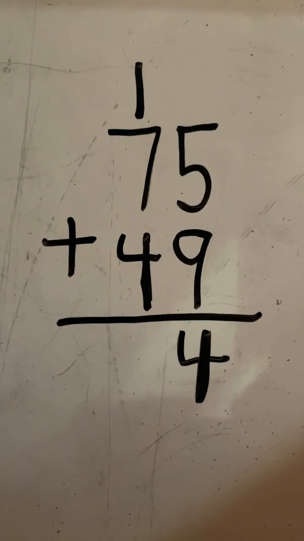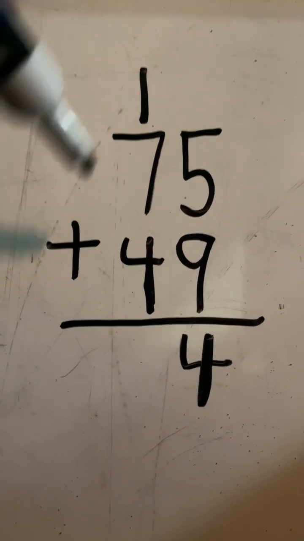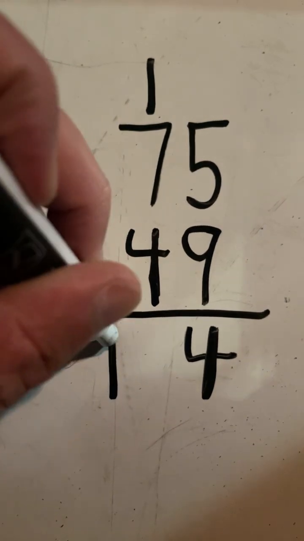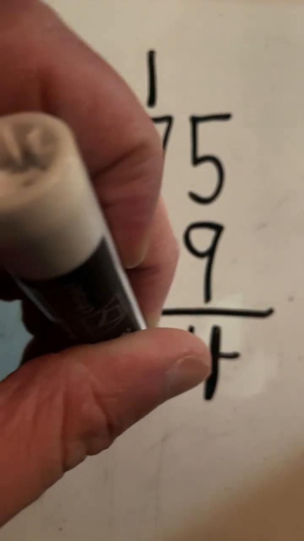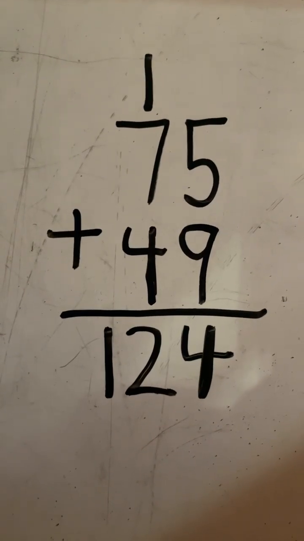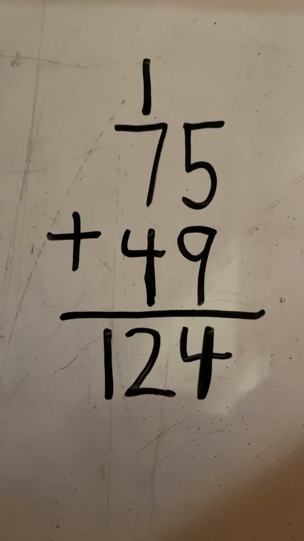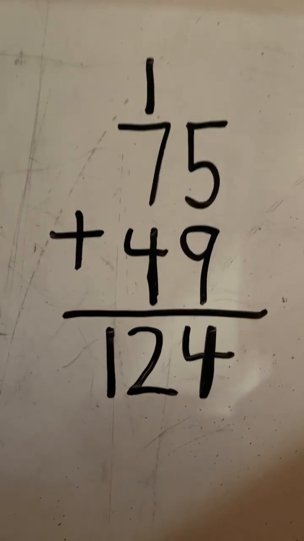7 plus 4 equals 11. Plus 1 equals 12. And we have our final answer. 75 plus 49 equals 124.